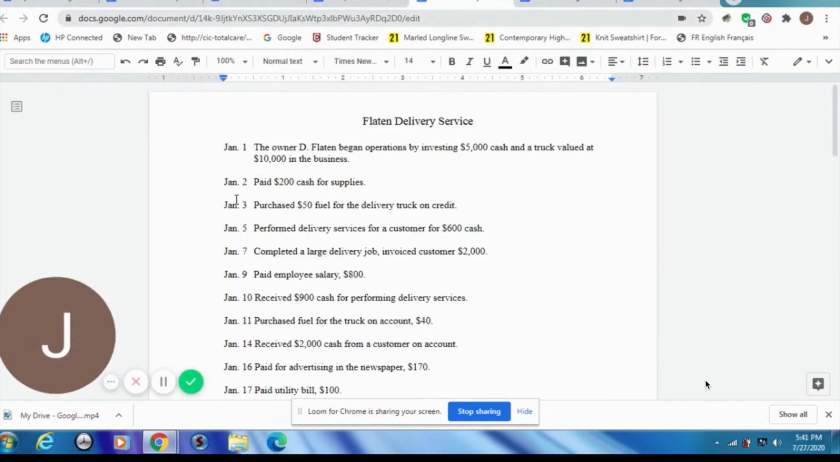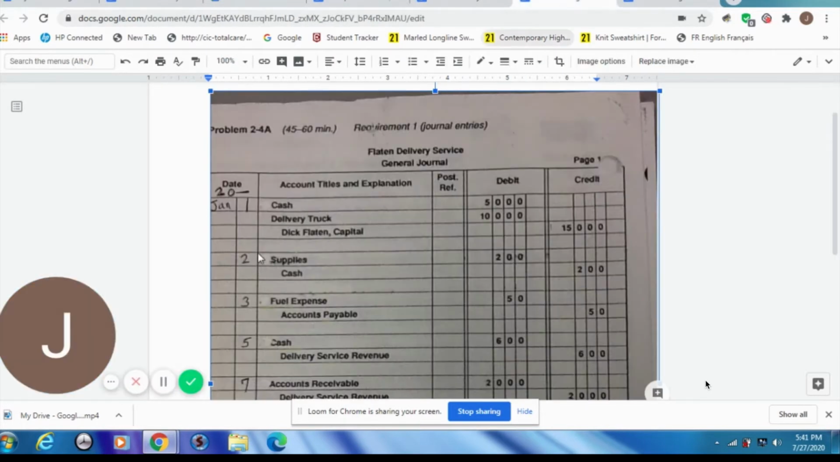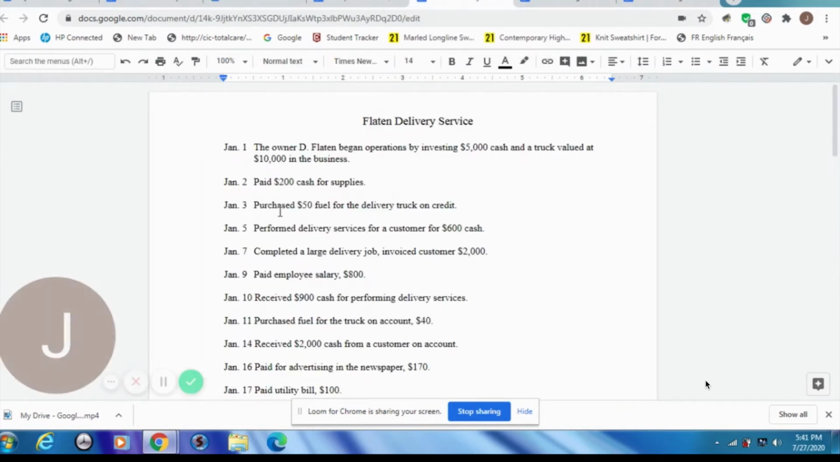So here we have on January 2, it says the business paid $200 cash for supplies. Okay, so they're buying supplies for cash. So we'll go across to our journal page here, and we'll put the date in a second. And we're going to debit supplies for $200, and we're going to credit cash for $200 as well. Okay, purchase supplies for cash. Leave a blank line, and then we go back to our transaction sheet, and we'll look at the next transaction.